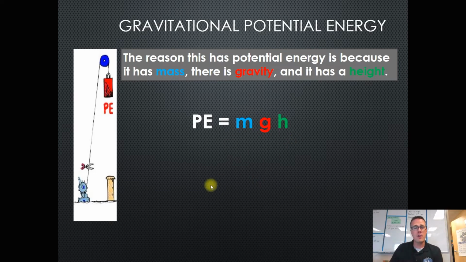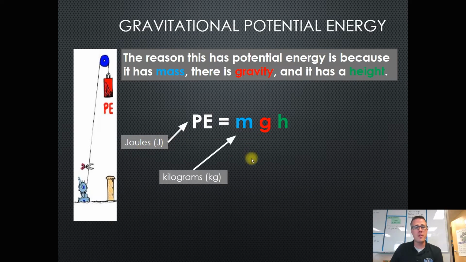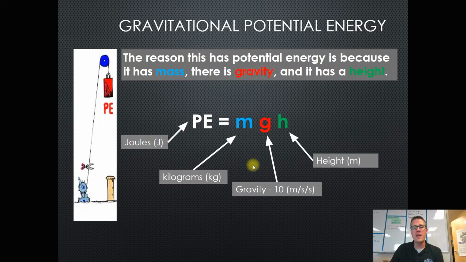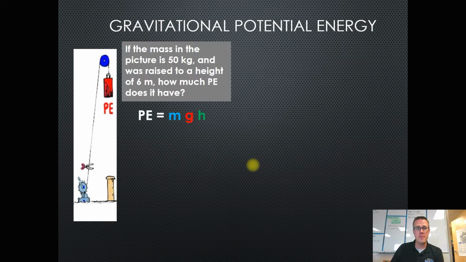Well, those are the three things in our equation. We're going to measure potential energy in a unit called joules. That's Joules, not jewels like diamonds. And then the other three are things we're familiar with. So mass is measured in kilograms, gravity is 10 on this planet, we measure it in meters per second squared, and our height we're going to measure in meters. And they're all just multiplied to each other.